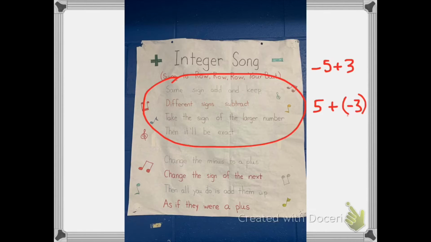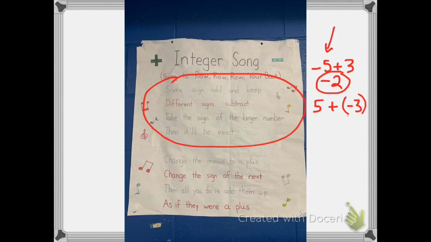All right, the second part says different signs subtract. So if you look here, we have negative 5 plus 3, clearly two different signs, so 5 minus 3 is 2. And then you take the sign of the larger number. So in this case, the 5 would technically, I guess, be the larger number, even though it's actually a negative. So that means our answer will be negative, so it's negative 2.